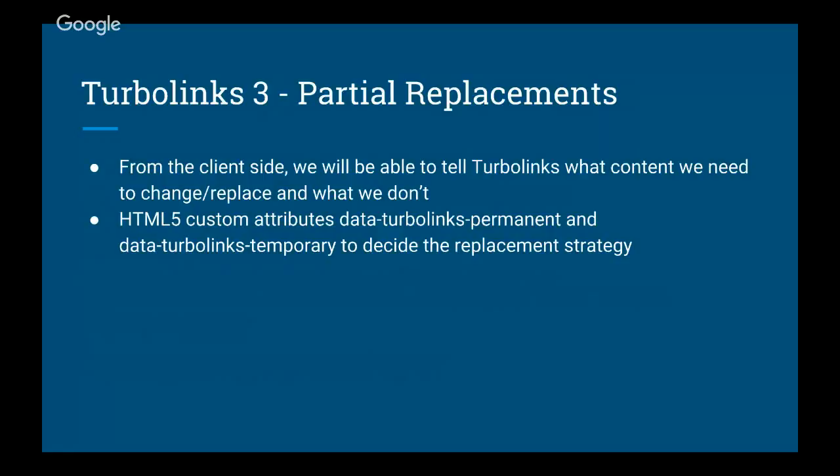Okay, so now Turbolinks 3. Turbolinks was available in the previous Rails. The 3 has a partial replacement. So we can actually define which content in the HTML we want to replace, or which content we want to be permanent. For instance, in an e-commerce site like Amazon, the navbar and the sidebar will most probably not change. The navbar will never change.